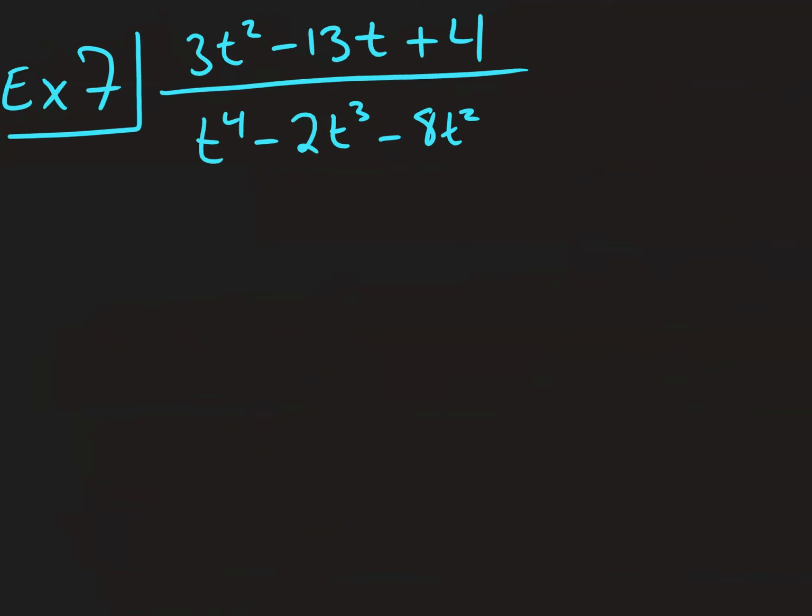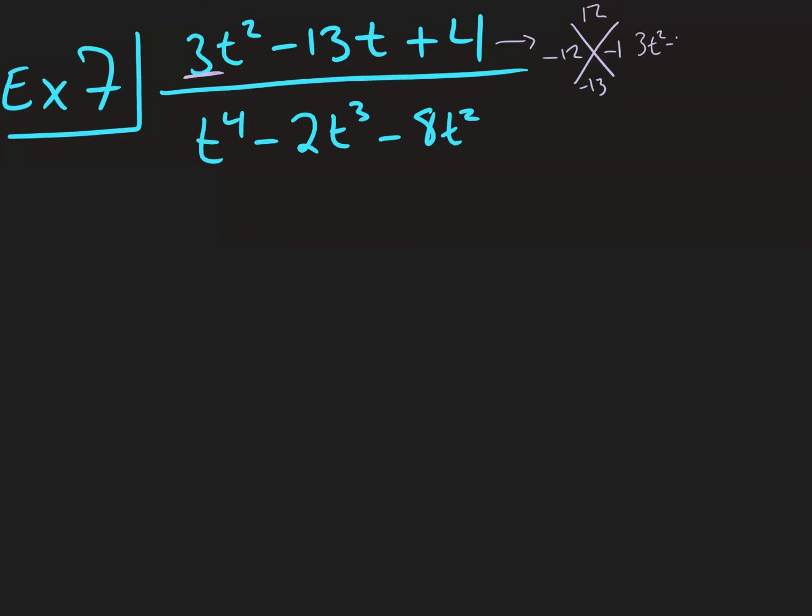Example number 7 is going to be another challenging problem. Let's start by factoring the numerator. So the numerator has an a value of 3, so I know I'm going to have to use my x and do some factoring by grouping. So here I have my a times c is 12, and I have to find factors of 12 that add up to negative 13. Meaning that I'm going to use factors of negative 12 and negative 1. So factoring by grouping, I'll be able to do this.